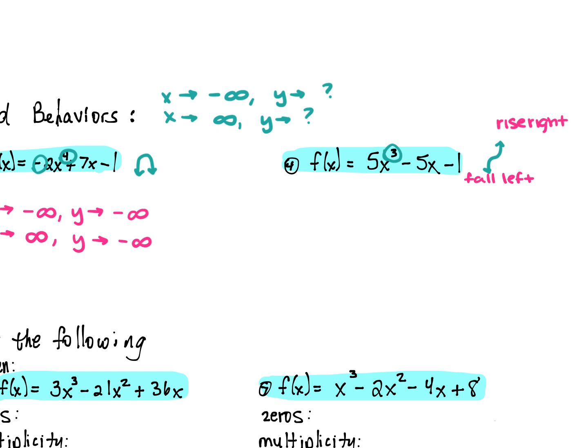So that might help you when you give your answer. You can use the y or you can use the name of the function. In this case, it is f of x, so we can also write this as x goes to negative infinity, f of x goes to, so as x goes to the left, we said that it's falling left, so that would go to negative infinity. And then as x goes to positive infinity, so if it goes to the right, f of x goes up, so it goes to positive infinity.